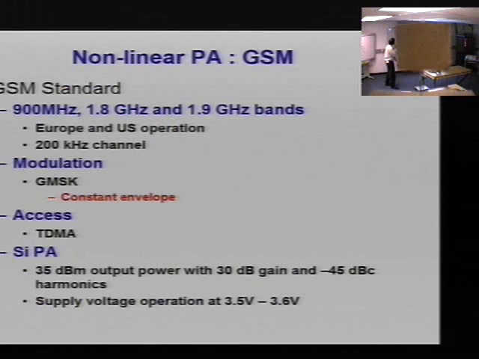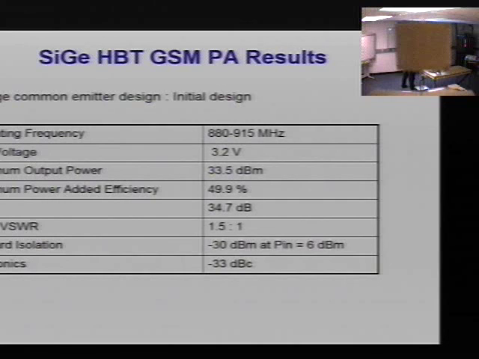We did a little bit of work on GSM, and we did have triple band designs, and right now the GSM standard is quad band: 800, 900, 1800, and 1900. And you guys know all of this. So they're looking for 35 dBm output power, 30 dB gain, minus 45 dBc harmonics. And so it's a very, very challenging problem. And we got some results.